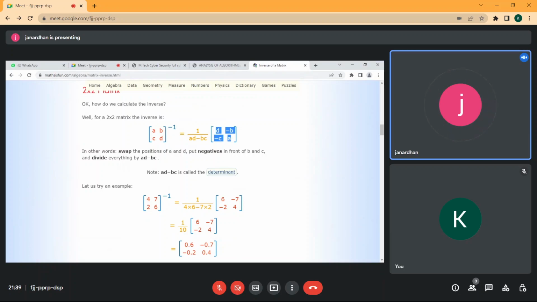Right. AD minus BC is called the determinant. We call AD minus BC the det. Now we want to find the inverse of 4, 7, 2, 6. It is a 2x2 matrix. How will we calculate it? Think about it.